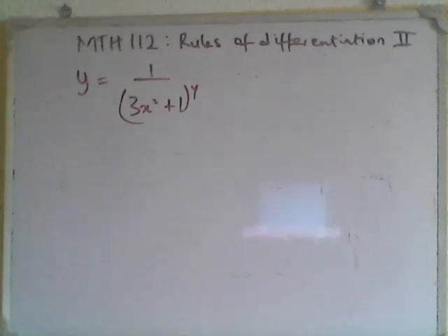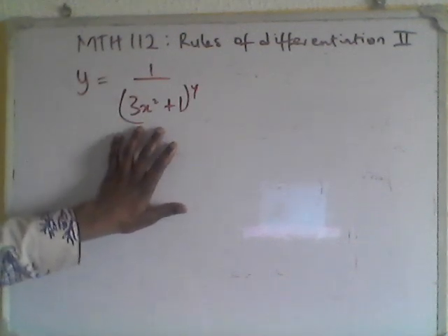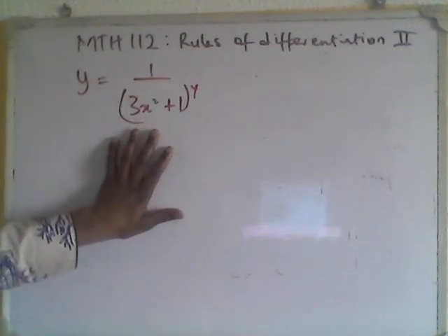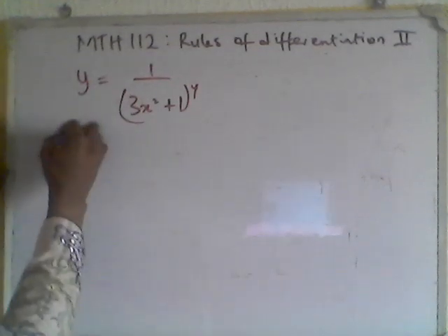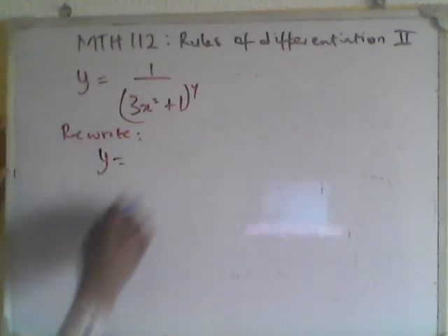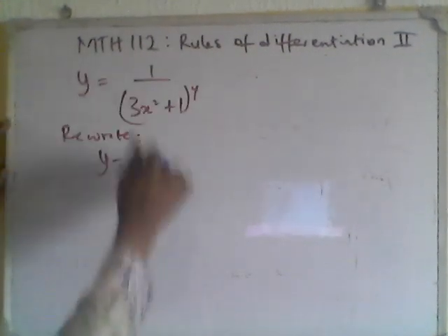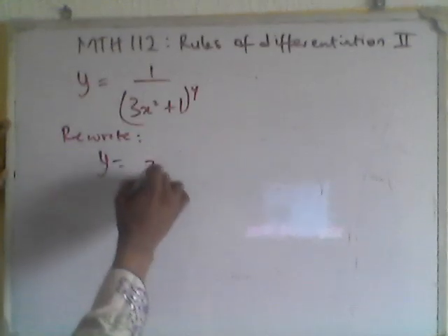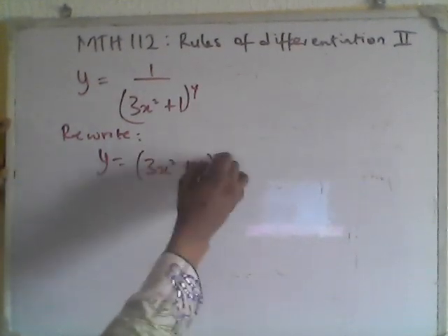So this one is rational, functional, composite. It's a composite, it's rational. To differentiate this one is easy. We can rewrite this one like this. Rewrite: y is equals to, so this one, I want to get rid of the denominator, so I'll just write it as (3x squared plus 1) all raised to the power minus 4.